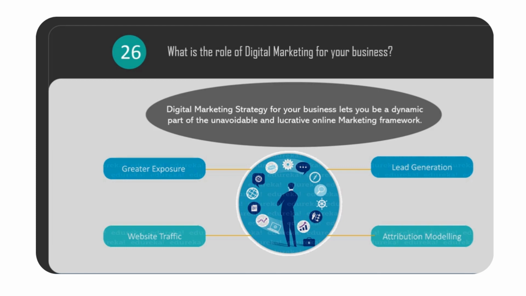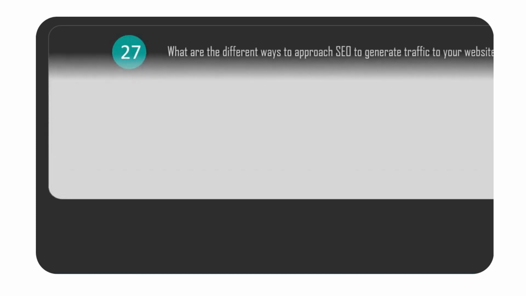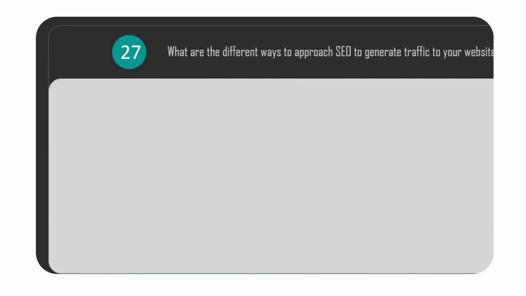Moving on to the next question, what are the different types or ways to approach SEO to generate traffic to your website? Okay, so these are some techniques which are used to generate more traffic to your website. These are sometimes also referred to as types of SEO. But it is not types, it is different approaches or techniques to generate more traffic.